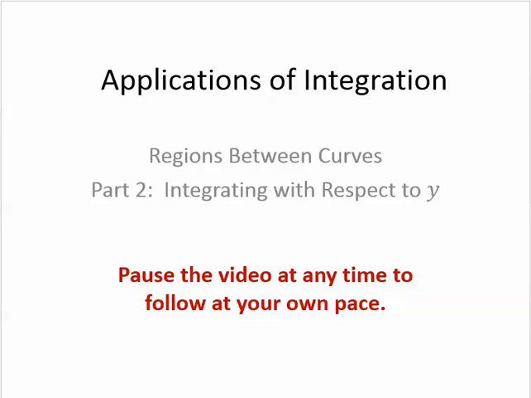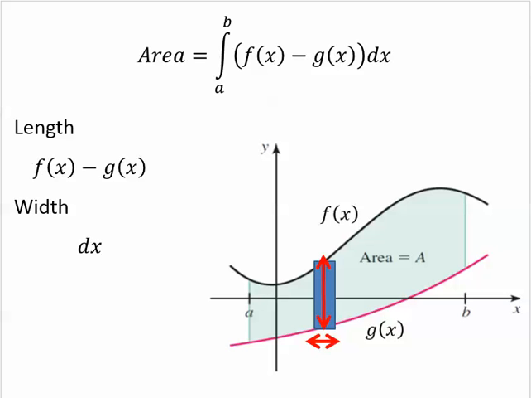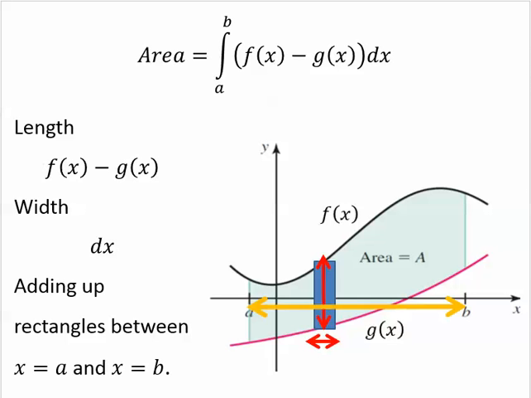Regions between curves, Part 2, integrating with respect to the y-axis. In Part 1, we integrated with respect to the x-axis. And we said that to find the area, what we're doing is we're adding up infinitesimally thin rectangles, each of length f minus g and width dx, and adding up rectangles from x equals a to x equals b.